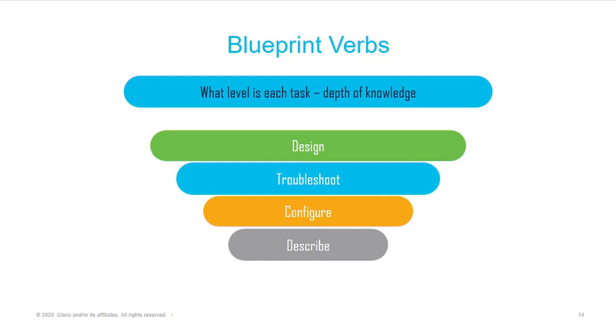And then you get higher up to design, where you now have to take all that you've learned, all the parts that fit together, and create something new. So this is how knowledge is gained anywhere, but this is how knowledge is demonstrated on our blueprint as well. If you look at a task and it says troubleshoot, you immediately know you're going to need to know a little bit more about that topic. If you see something that says describe, you don't have to go that deep into that topic. So this is really, really key to how you're studying, how you're self-assessing your knowledge, and determining whether you're ready to move on to the exam.